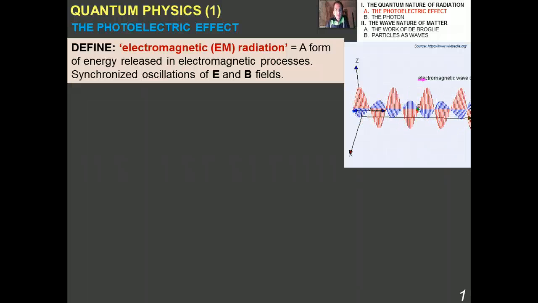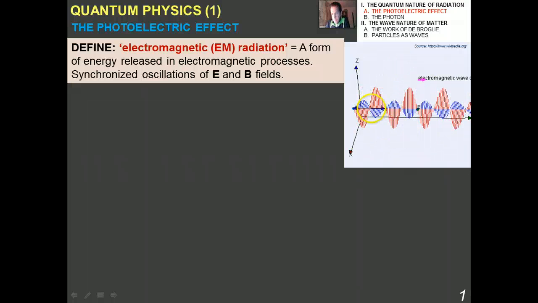Okay, so this whole idea of electromagnetism manifests itself in the form of electromagnetic radiation, and my definition here is that E&M radiation is a form of energy released in E&M processes. That seems like kind of a cop-out, but that's really the best way to put it. Really, this is a wave, synchronized oscillations of electric and magnetic fields, and it looks like this, okay?